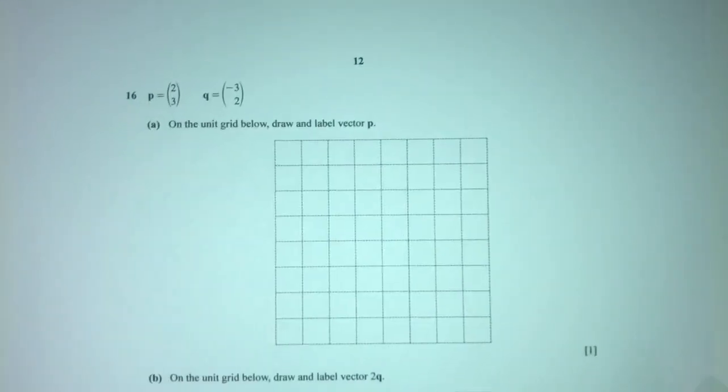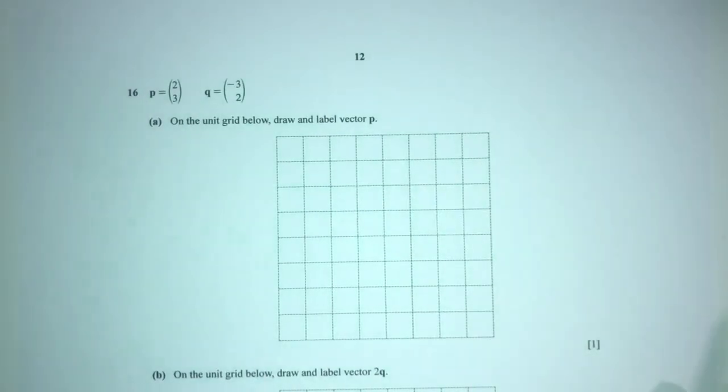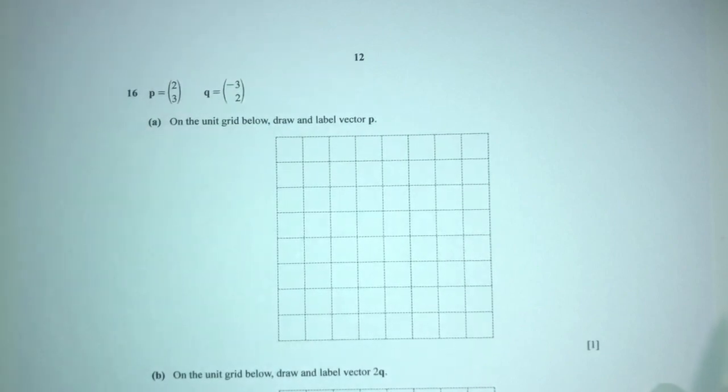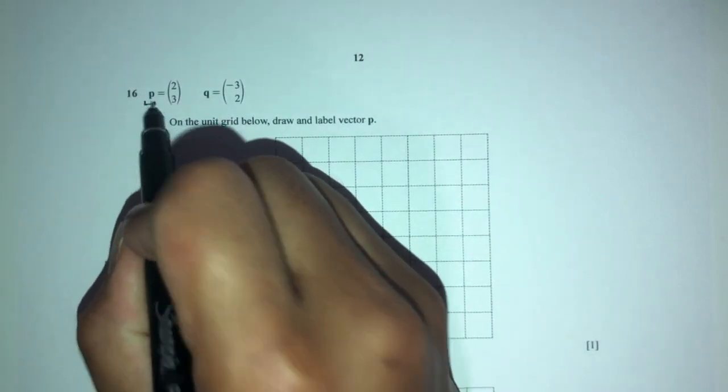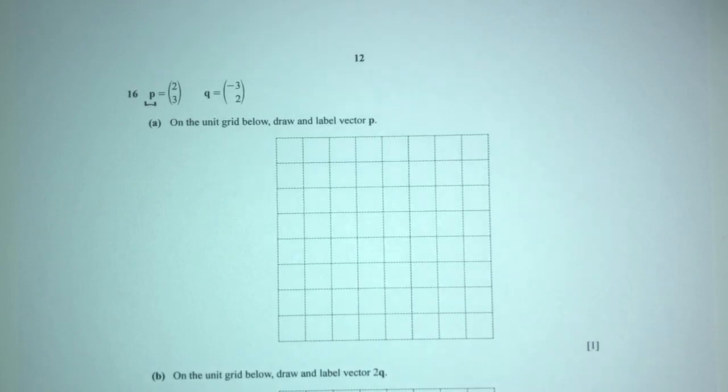Now let's move on to question number 16. So what can we do for this one? So here we have what? We have P as a vector 2, 3, and Q as a vector minus 3, 2. Okay, so first one, we have to draw and label vector P.